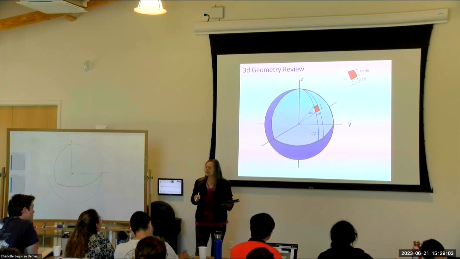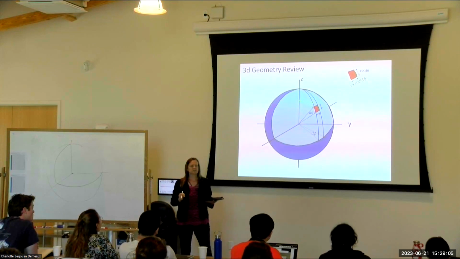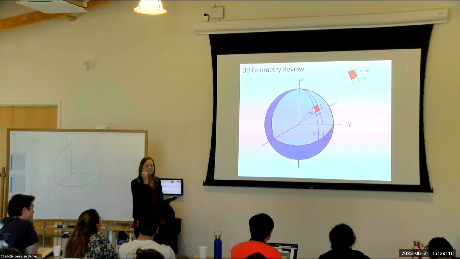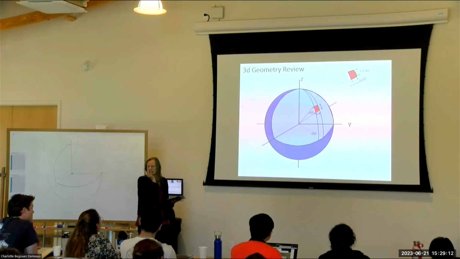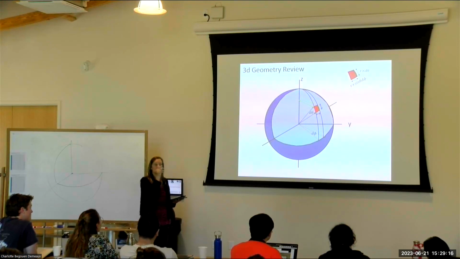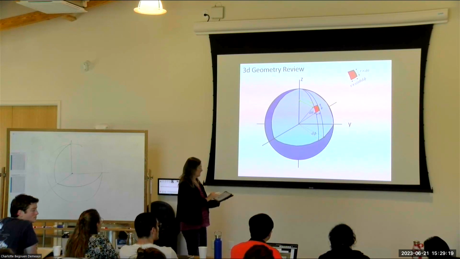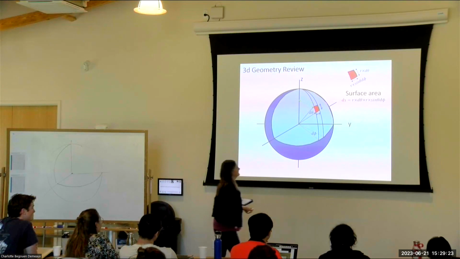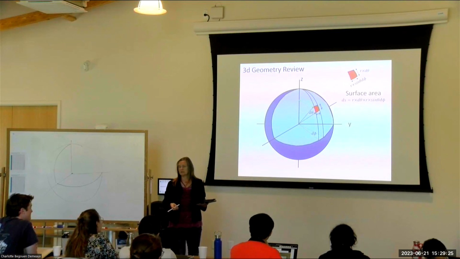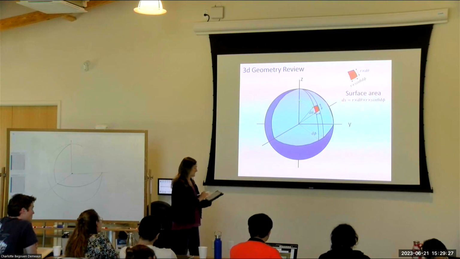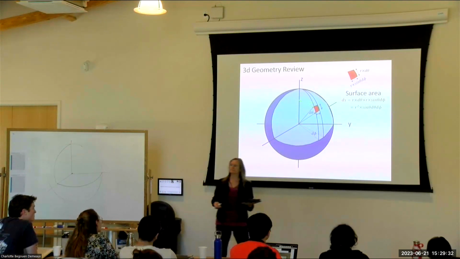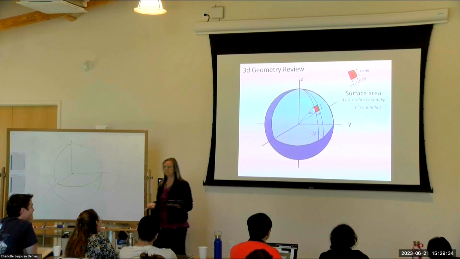So what is the surface area of that infinitesimally small surface, approximately a square? You can just multiply them, one side by the other: r d theta and r sine theta d phi. And so you simplify that and it's r squared sine theta d theta d phi.